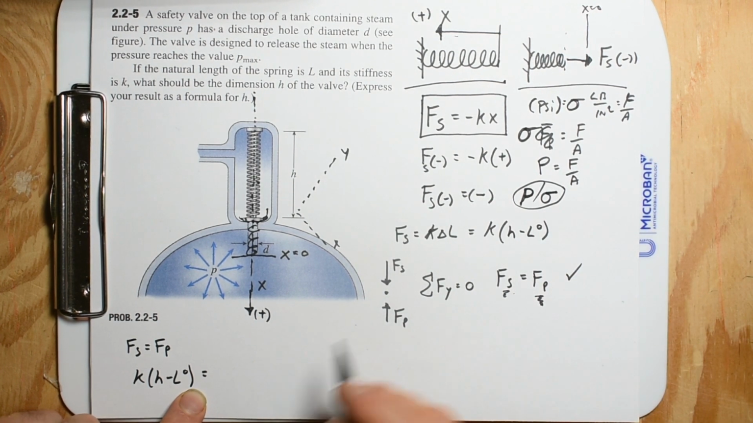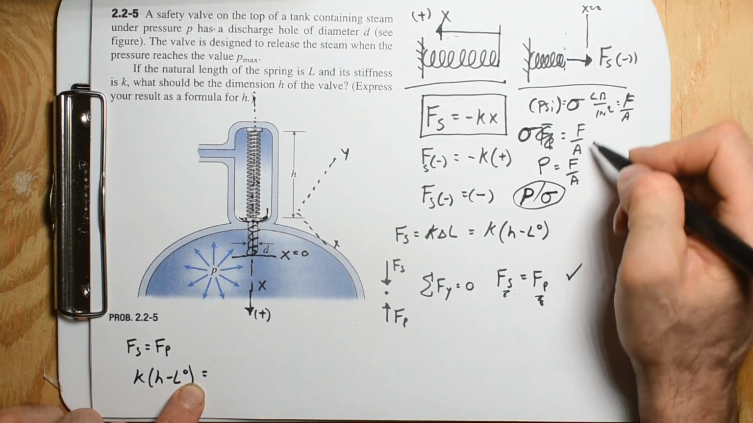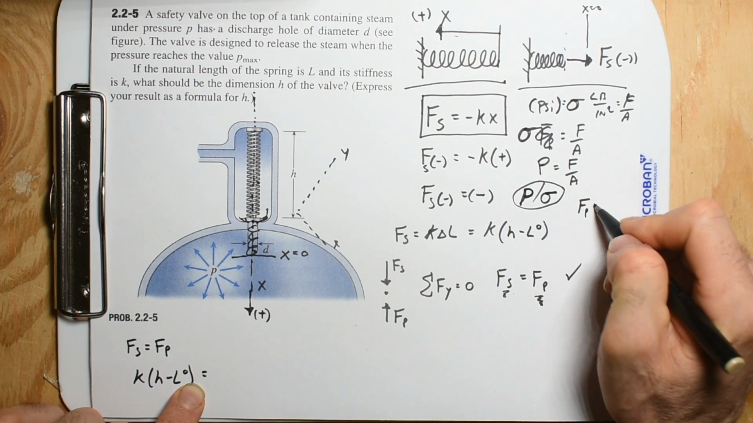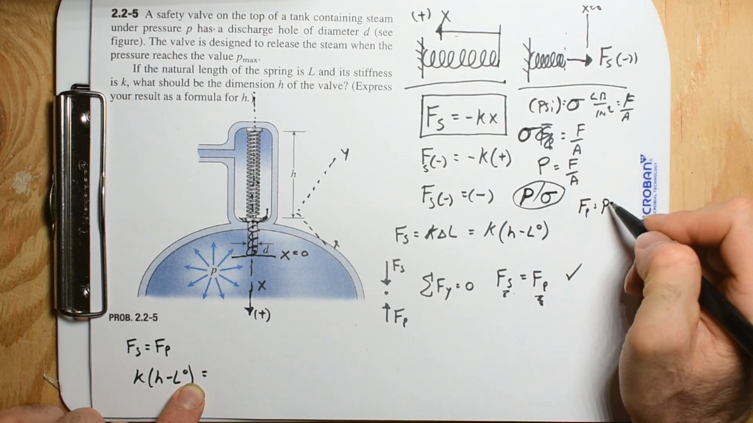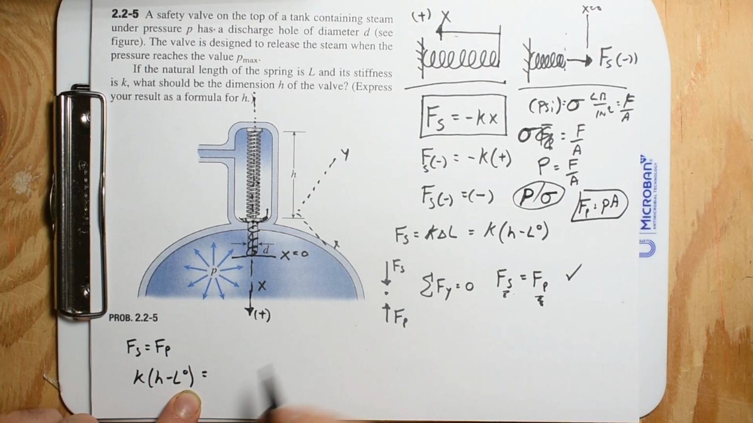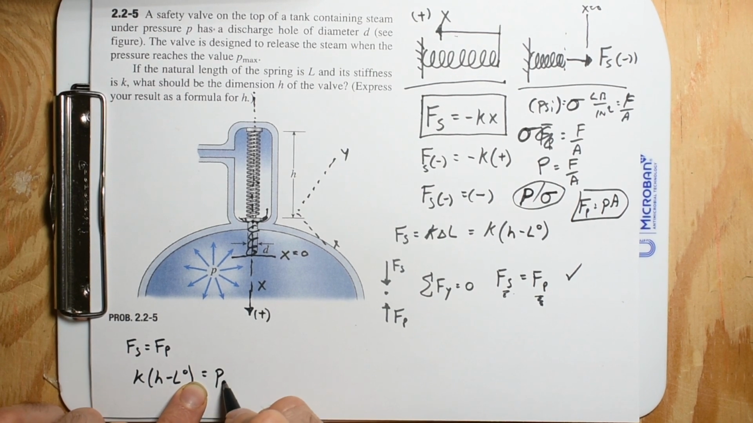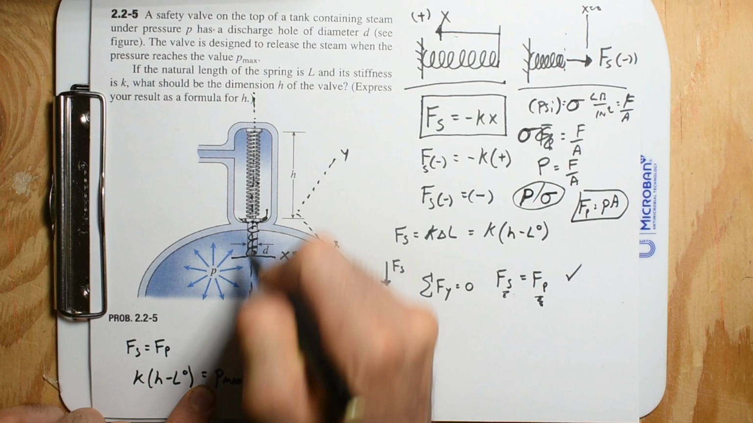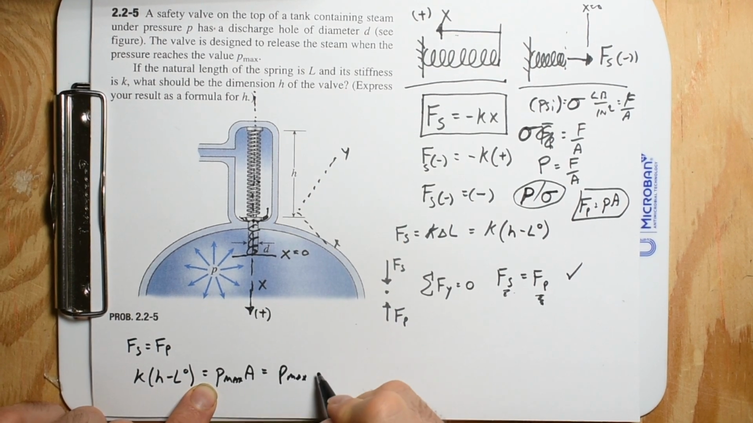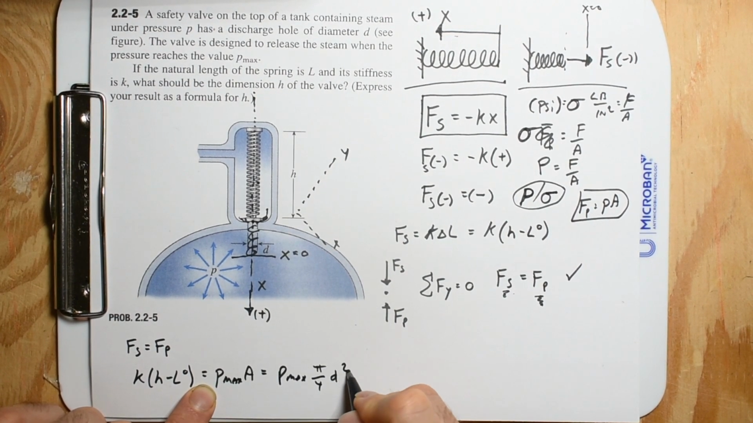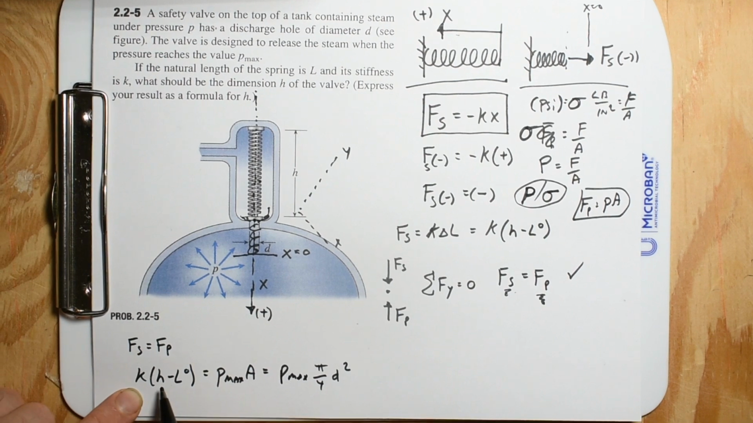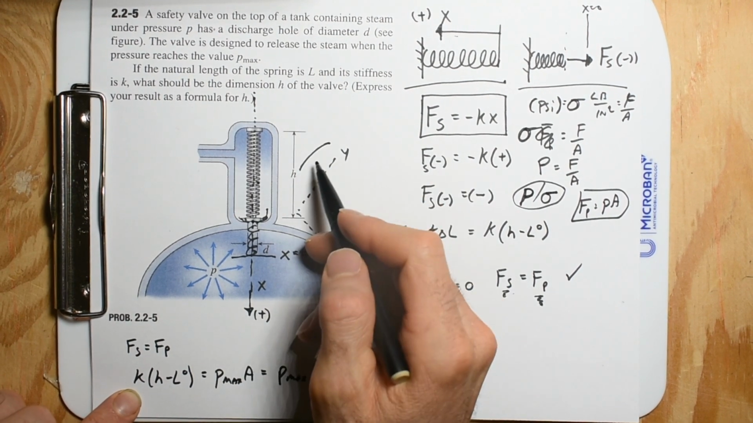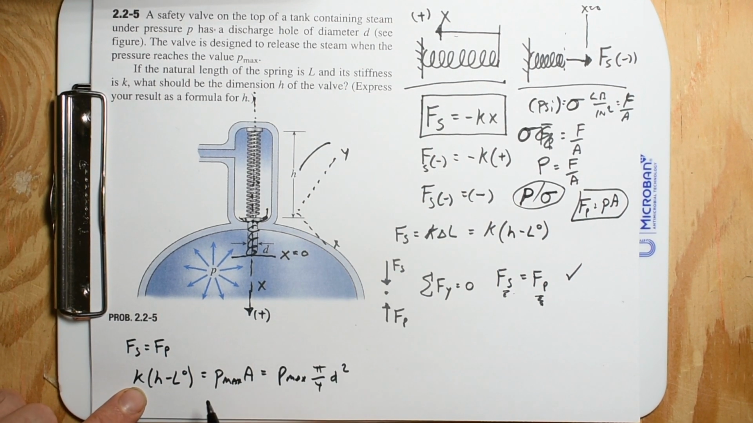All right. So the force due to pressure is the pressure times area. So there you go. Let's throw that in. So we have P max times area. The area of a small circle is just pi over 4 diameter squared. And then what we're trying to do is get an equation for H. That's what the problem says.